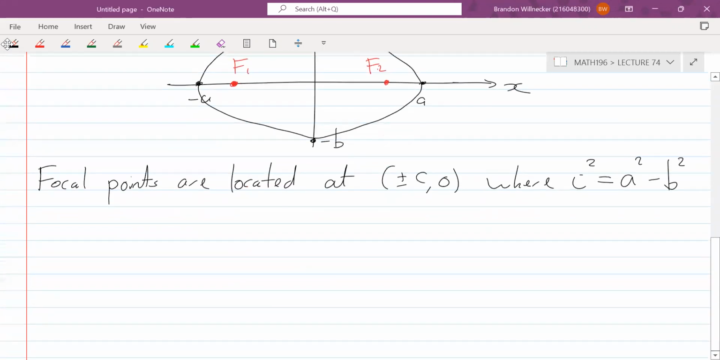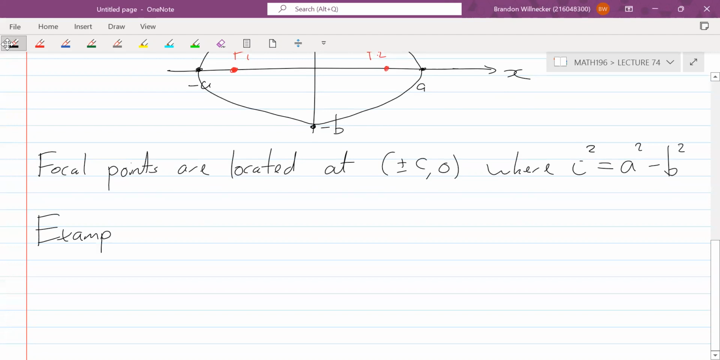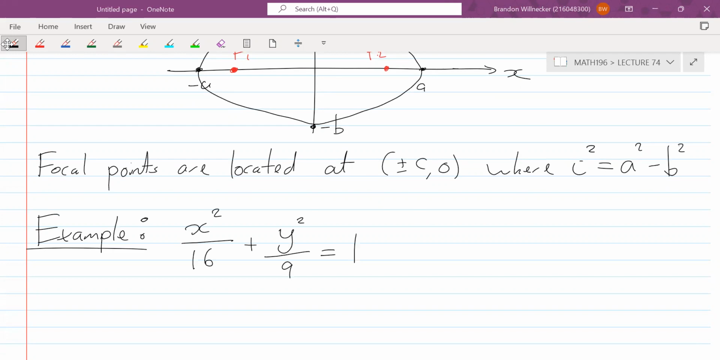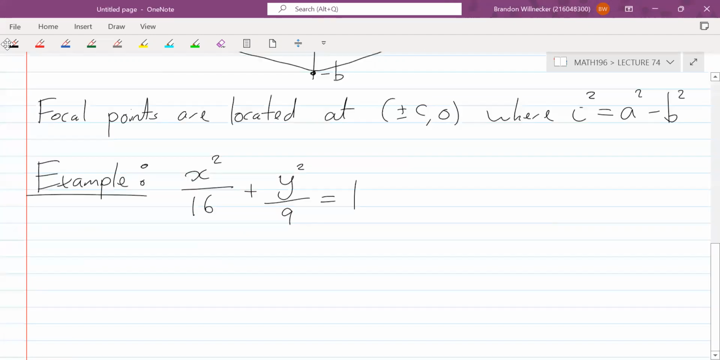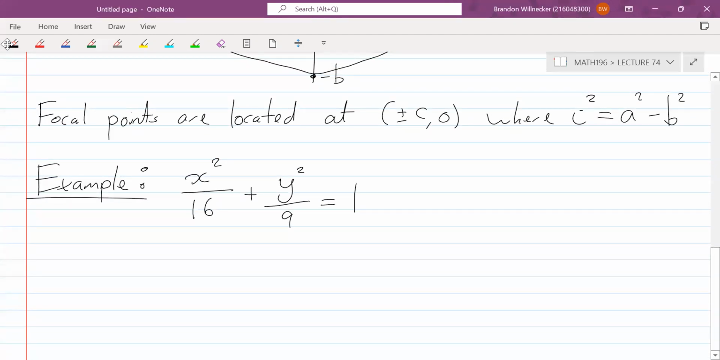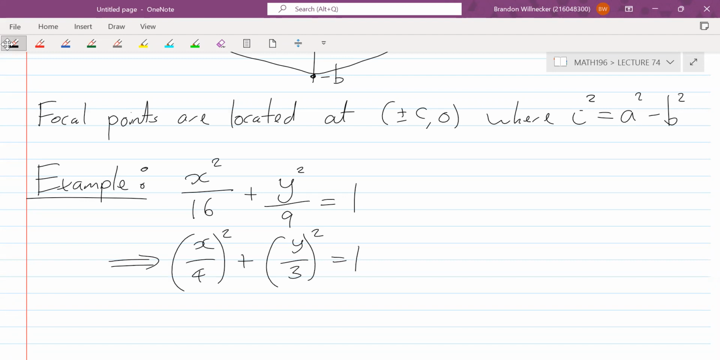Let's have a look at an example. We're given x squared over 16 plus y squared over 9 is equal to 1. This is not quite the form of the ellipse that we're looking for, because remember, we need something like x over a, all of it squared, plus y over b, all of it squared. But we can adjust this to get what we want, rewriting it as x over 4 squared plus y over 3 squared is equal to 1. This gives us our values of a and b that we can use.